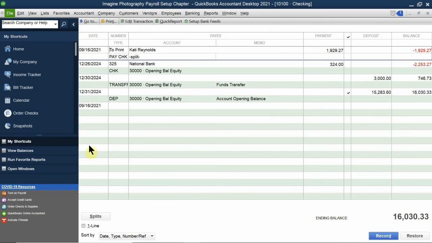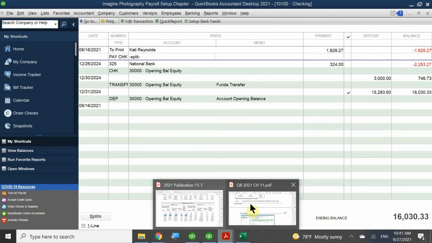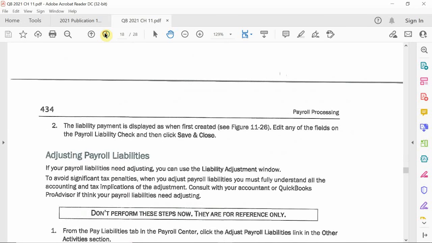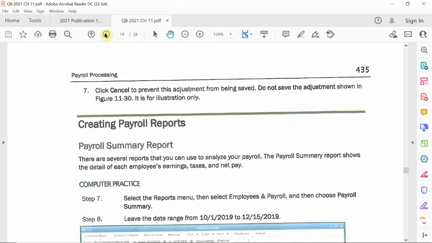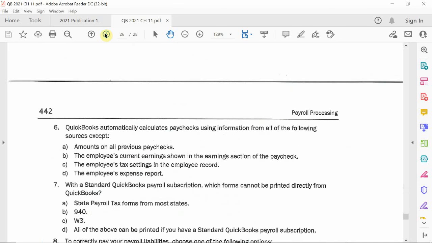Okay. Any questions in regards to chapter 11? No. Okay, if there are no questions, let's go ahead and go over the review questions. So I will go back a page.